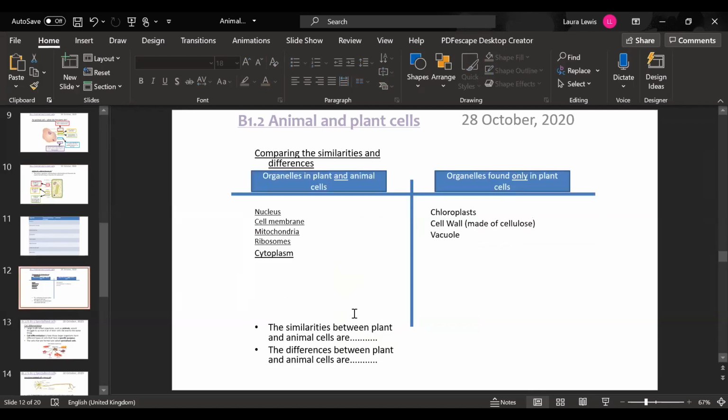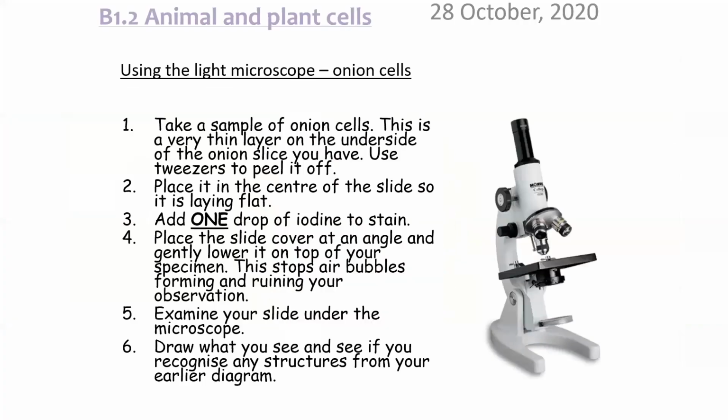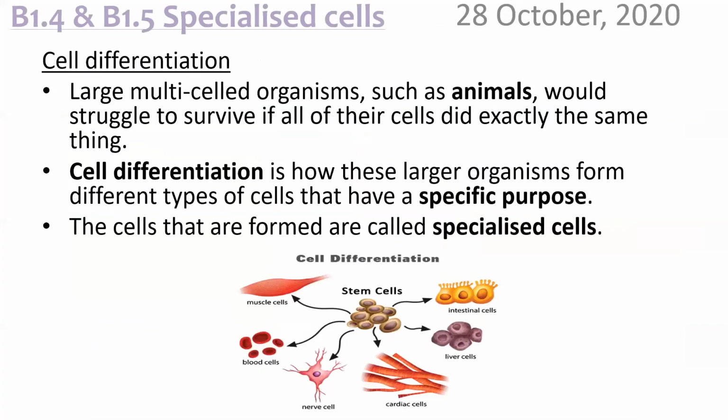Okay. Similarities of plant and animal cells are all of these. Differences are these. I'll leave that for you to do, to complete your cells. Let's put it up on full screen again. Okay, so we're going to look at specialized cells now.